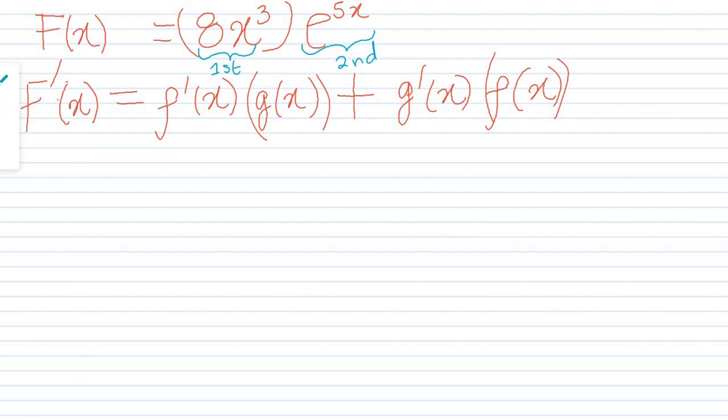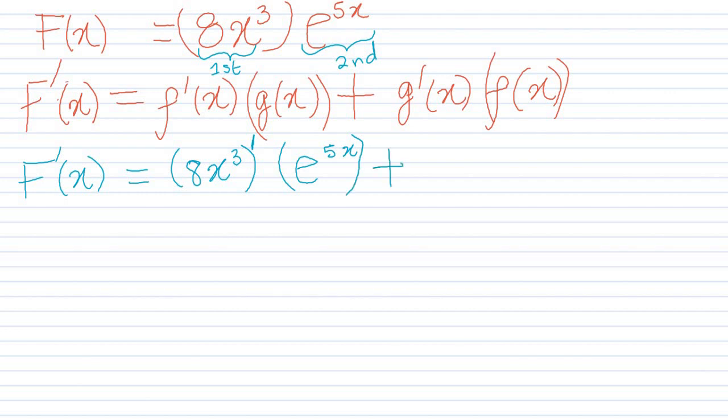So you have f prime of x equals the derivative of the first function, which is 8x cubed prime, meaning the derivative of 8x cubed, multiplied by just the second function alone without being derived. So that's going to just be e to the 5x, plus, what is g prime of x? G prime of x is basically e to the 5x, right? Multiplied by the first function underived. So that would just be 8x cubed.